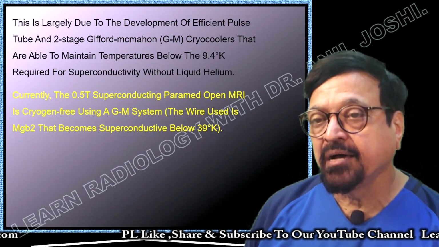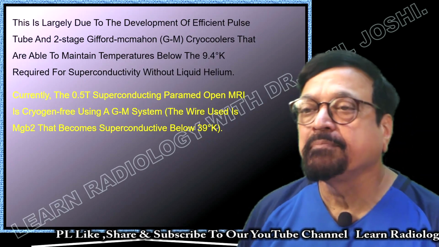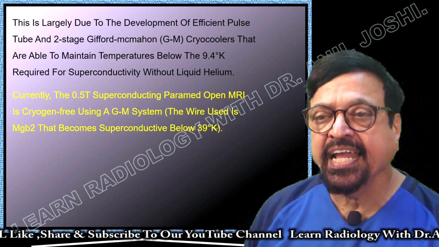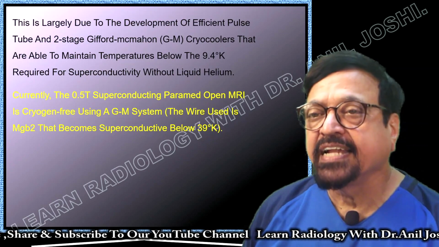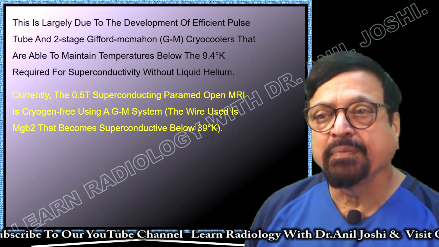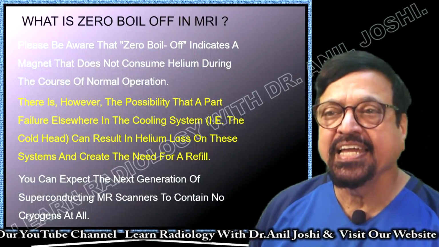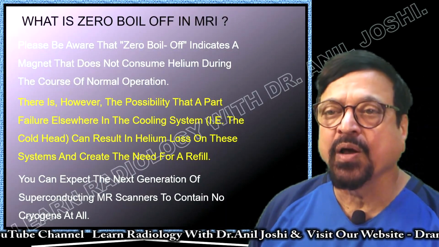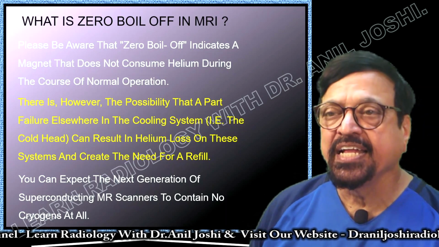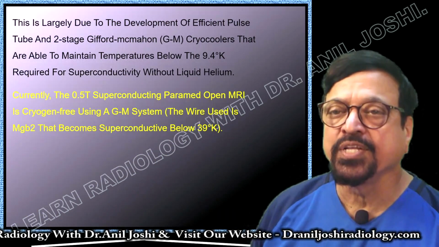Currently, the 0.5 T superconducting Paramed open MRI is cryogen free using a GM, that is a cooling system or refrigerant system. Here we have seen it, we will go to the earlier slide, you can see it here again, a zero boiling point, how it is achieved by a new technology which we have seen just now. So let's get going ahead with it.